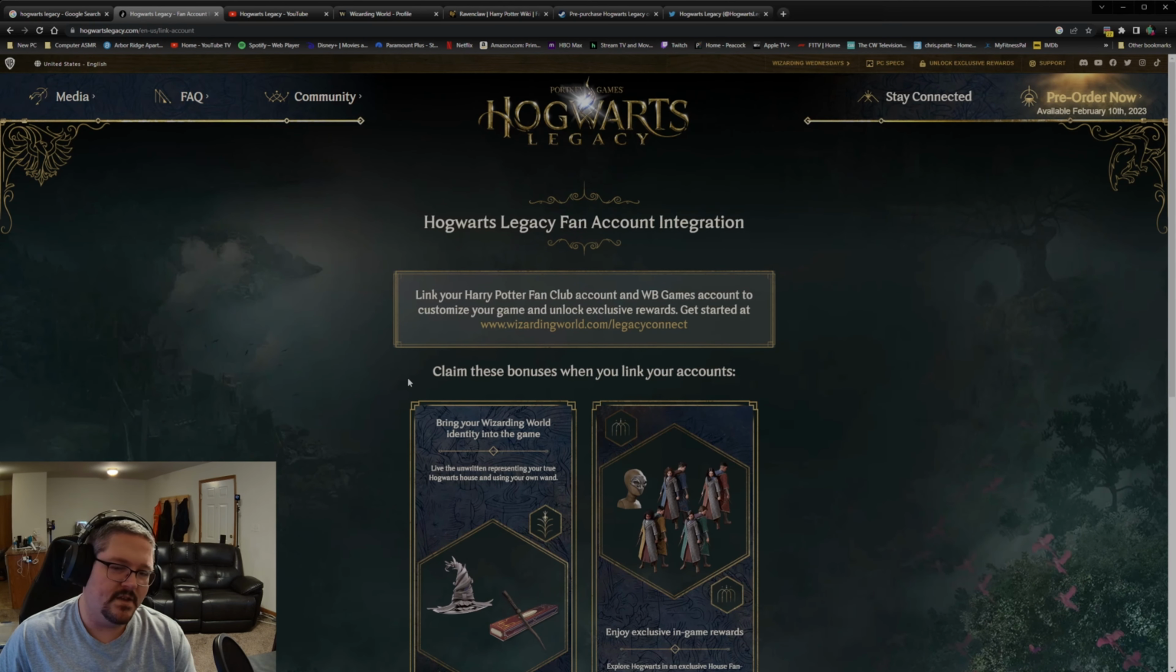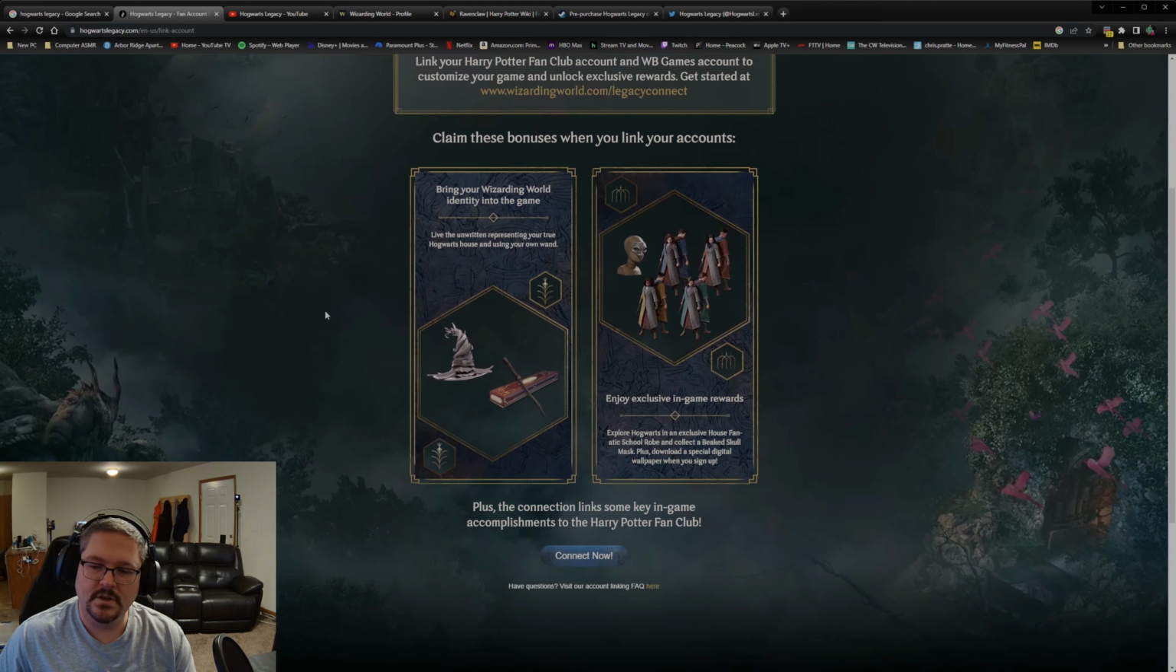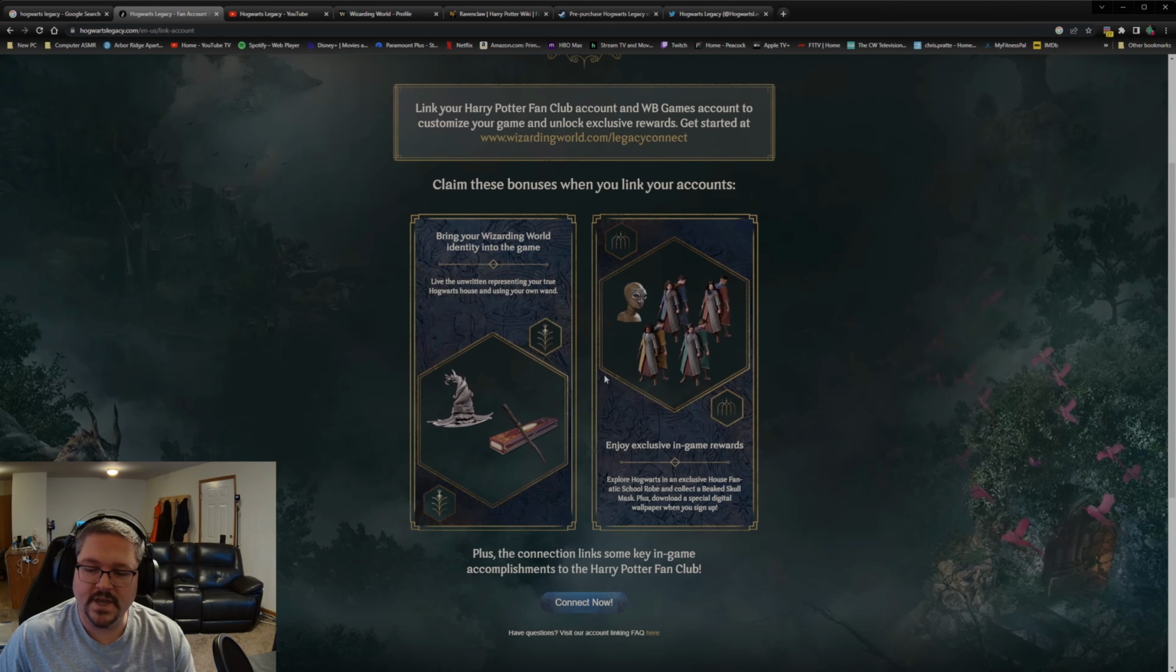with Hogwarts Legacy, if you guys are planning on playing, you can link it to your Harry Potter fan club account, and then you'll be able to get sorted into your house and load that into the game. It'll also pick out what kind of wand you're going to use, and you'll be able to take that into the game. I have already done that, and I'll show you guys that. And then you also get some rewards for connecting the accounts: a Fanatic school robe and a beaked skull mask. So I have done that, so we will get that for when we're playing.